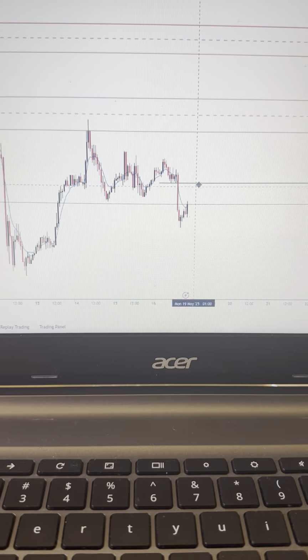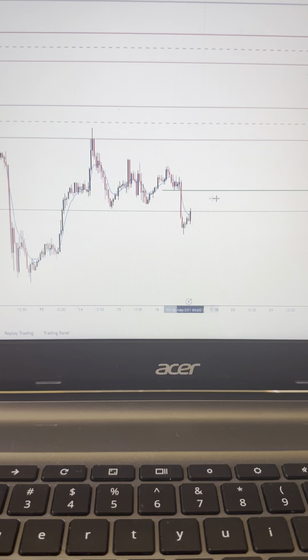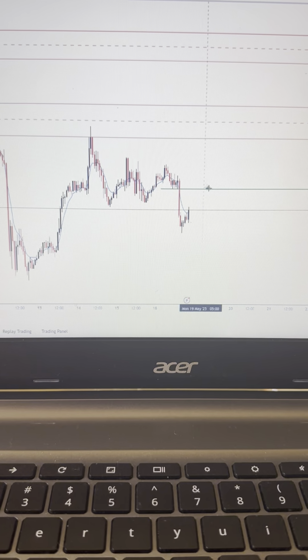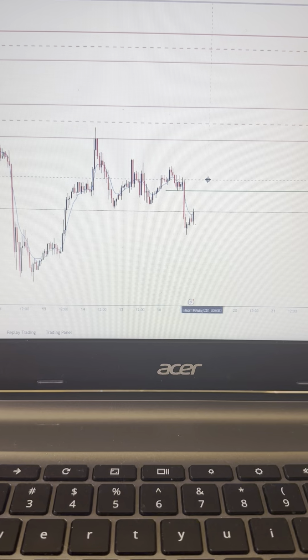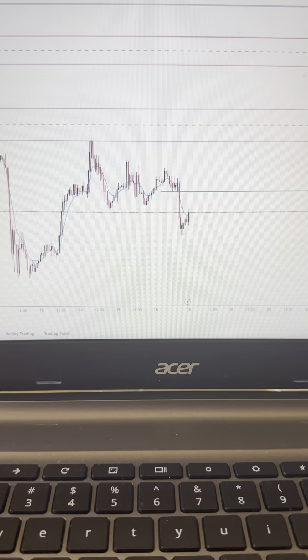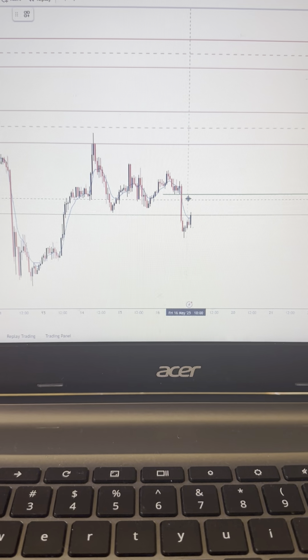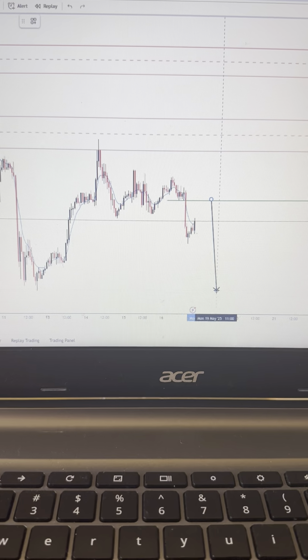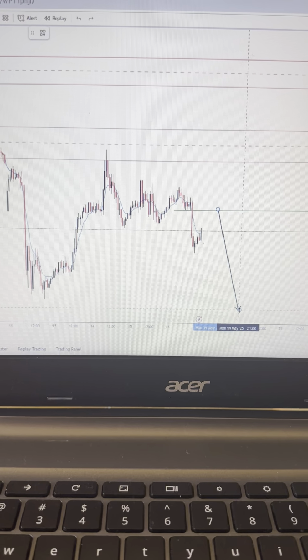So if the market does pull up on Euro USD and give us the price reaction that we're looking for, that indicates that the market is ready to sell on a lower time frame. We're going to then take this market from this area to the downside. Bam. That's what we're looking for.